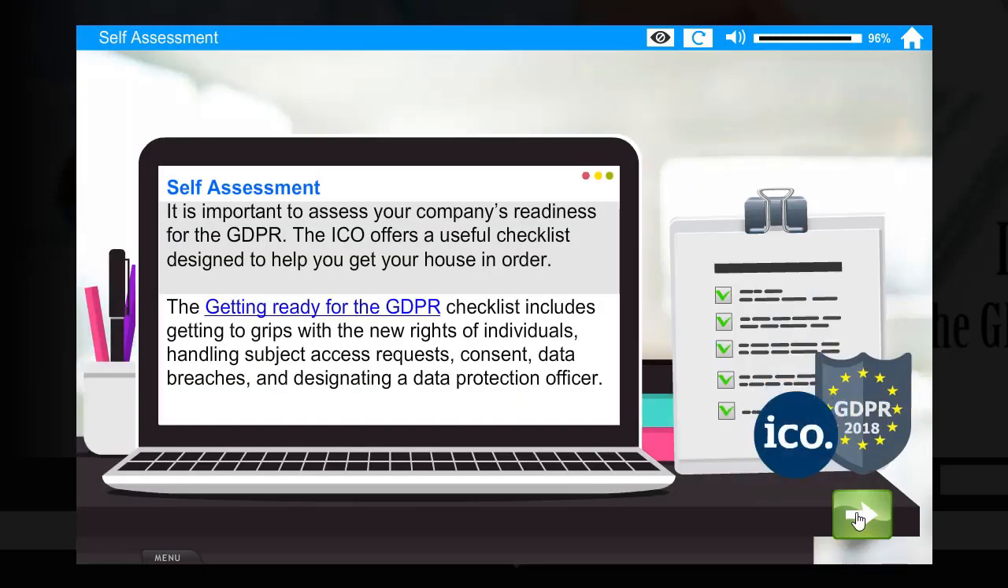Self-assessment. It is important to assess your company's readiness for the GDPR. The ICO offers a useful checklist designed to help you get your house in order. The Getting Ready for the GDPR checklist includes getting to grips with the new rights of individuals, handling subject access requests, consent, data breaches, and designating a data protection officer.